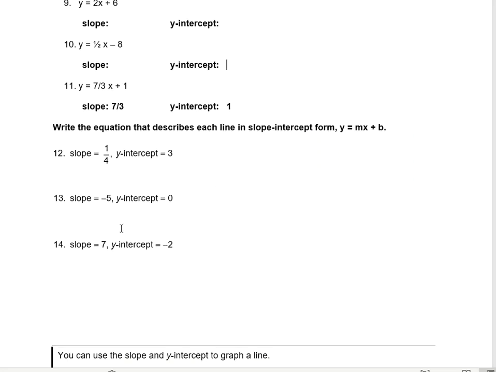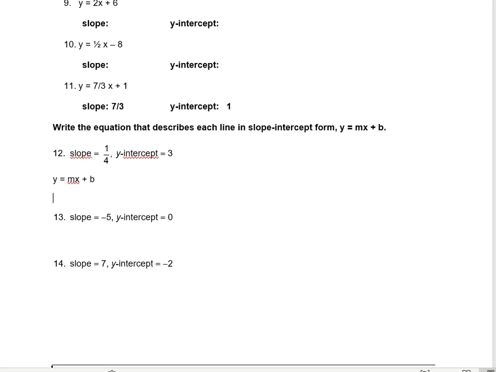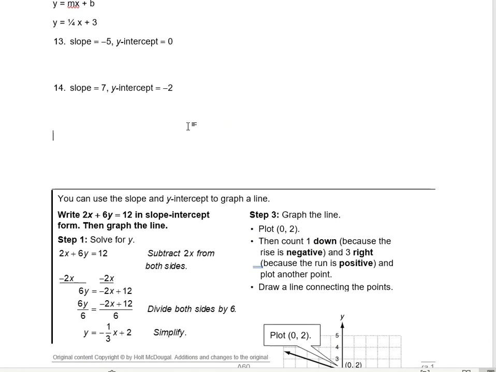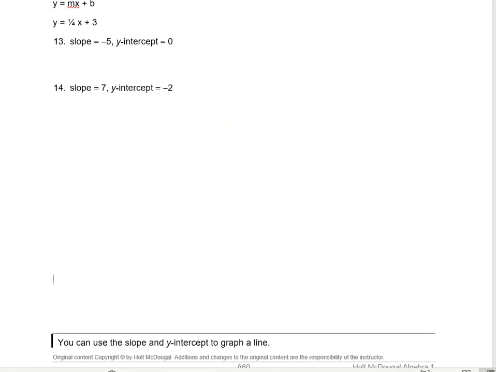Then in 12, 13, and 14, you are going to write y equals mx plus b, except instead of m, you will put what the slope is. So in this one, the slope is 1/4, and the y-intercept is 3. So you replace m with the slope and b with the y-intercept. I'm going to make this so it all fits on one page.